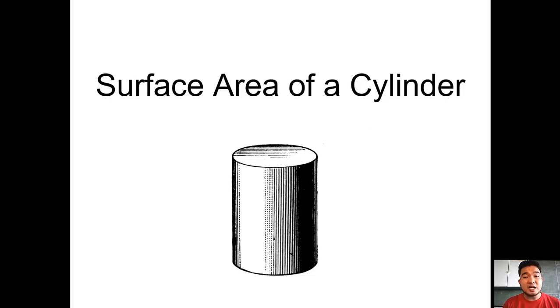This time, let us have another type of solid, which is a cylinder. Actually, it looks like a prism because the bases are two congruent circles. But it's a special one because it doesn't have dimensions at the back, at the side.